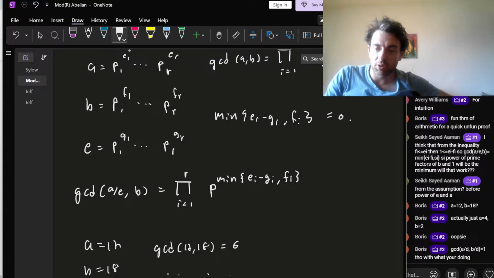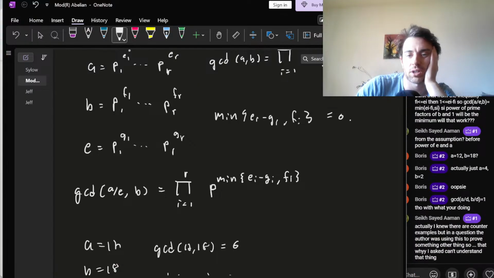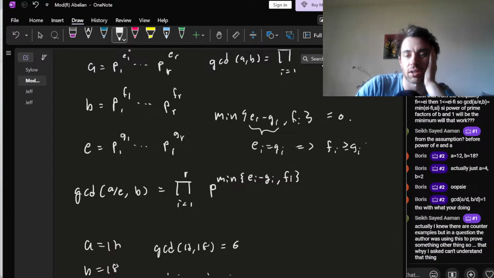Right, yeah, that makes more sense, Boris. Right. So possibility one is that e_i equals g_i, which would imply that f_i... So f_i we know has to be at least g_i, which is equal to e_i. So that's one possibility that these could be 0.